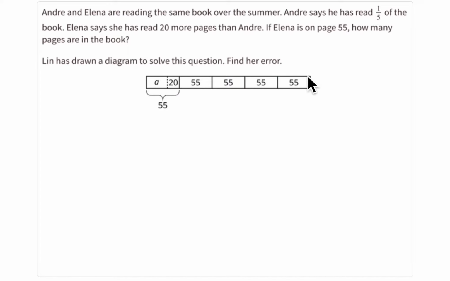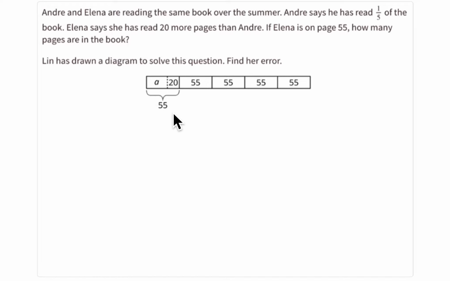And Lynn made this drawing, and there's an error in this drawing. So the question is, what is the error that she made? And notice she does divide this rectangle into 5 equal parts, but is 1/5 of the book equal to 55 pages? No, it's not. 55 pages is what Elena read. 1/5 of the book is equal to what Andre read. So this little a right here is what Andre read. And so the size of the book is 5 times the 1/5 of the book that Andre read. So it's 5 times this small rectangle here, not 5 times the 55 pages.